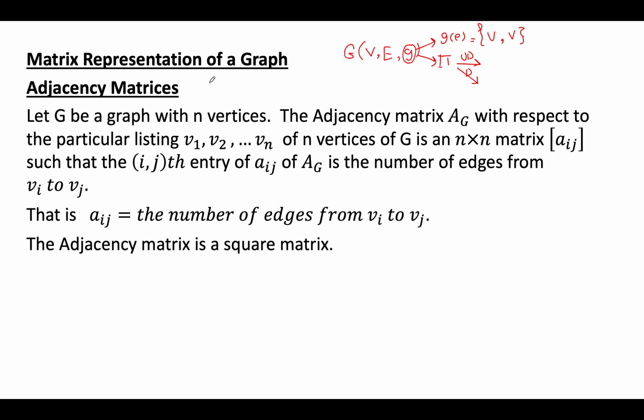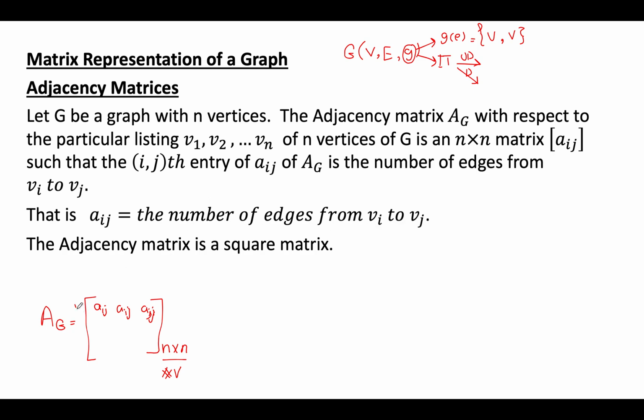Now we have something else to represent a graph, which is a matrix, the adjacency matrix. The adjacency matrix is basically a square matrix, and we label it as A(G). A square matrix means the number of rows is equal to the number of columns, and it is usually n by n, where n is the number of vertices in the graph. Each entry Aij represents the number of edges from Vi to Vj.